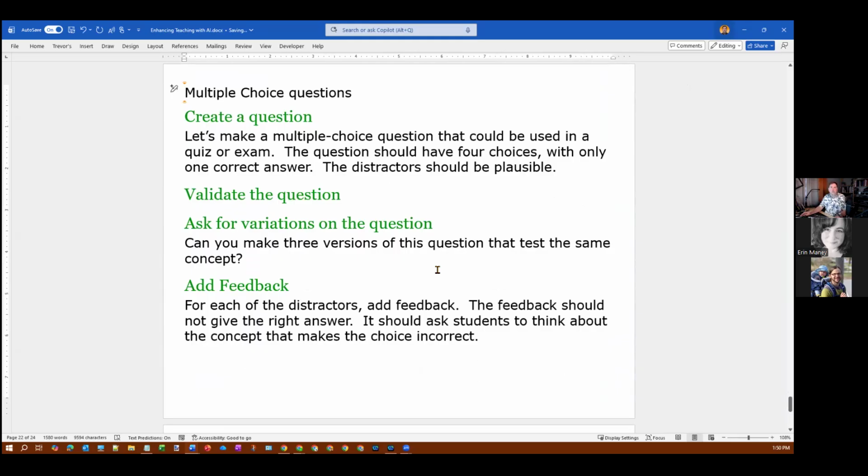Okay, so kind of the process for multiple choice questions is you want to have it create a question. And then, of course, you want to validate that question. Make sure that it's right, that it's talking about the right types of things. And then you can ask for variations. So make 3 different versions so students can't sit down together and take the quiz or the exam at the same time. And then you can add that feedback to the questions so that students get some feedback, whether it's immediate or when they're reviewing the quiz.